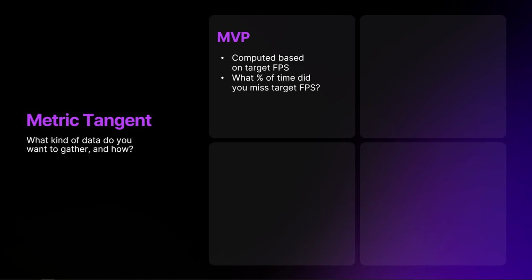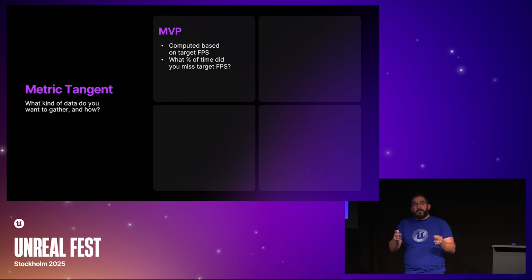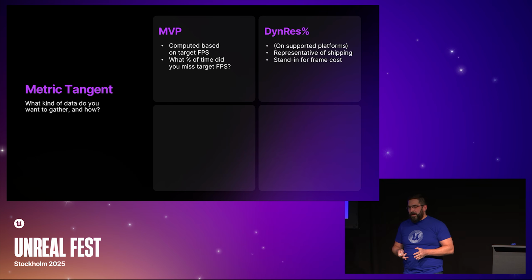So missed vsync percent is something that is calculated from CSV profiler results using the perf report tool executable. Based on your target frame rate, it's going to tell you what percent of the time did you miss that target frame rate. Dynamic resolution, again, on supported platforms, is more representative of the shipping experience, and it is a kind of a stand-in for frame cost. So if you want to run the perf test type and you want to figure out what number should I actually care about, now we can talk in terms of percent dynamic resolution improved or regressed.